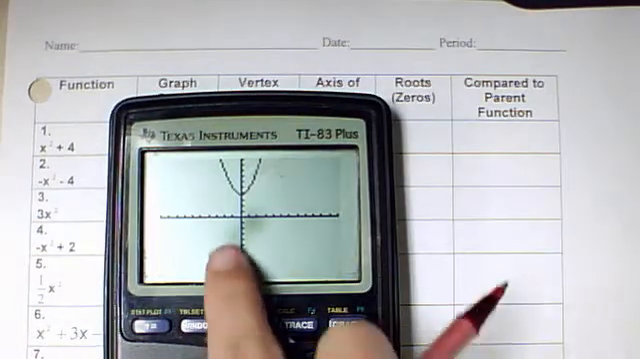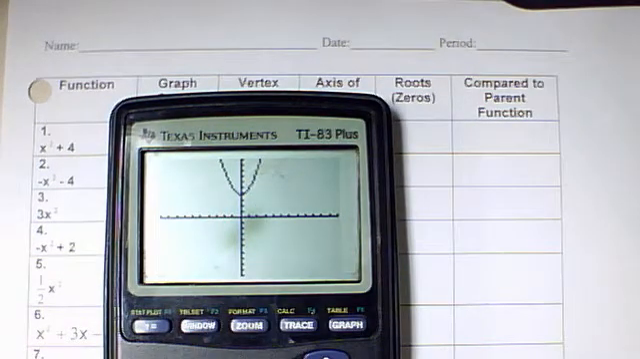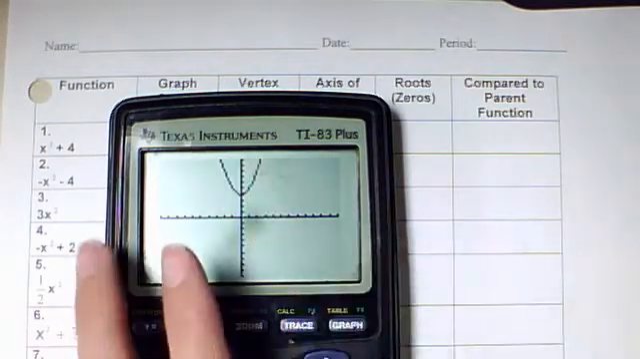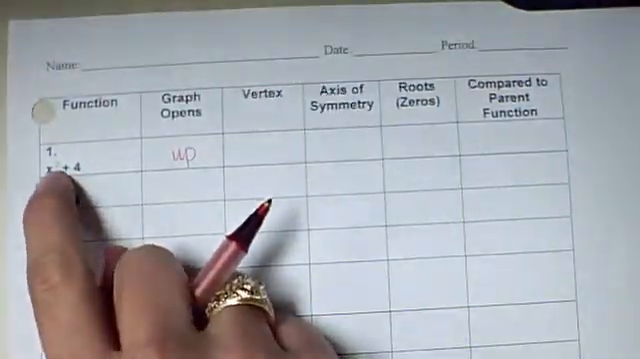And I can see that my graph opens up. The reason I say that it opens up is because if it was an arrow, the lowest point would be here and these two would have arrows on them. So it opens up like a cup. I could also tell that because the number in front is positive.